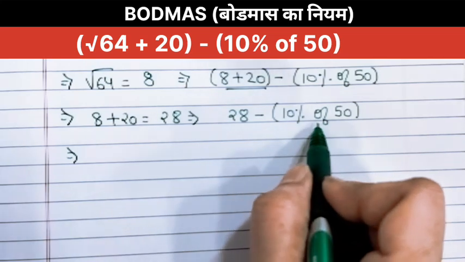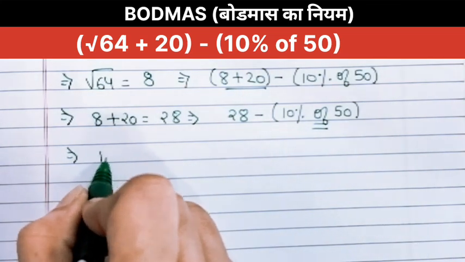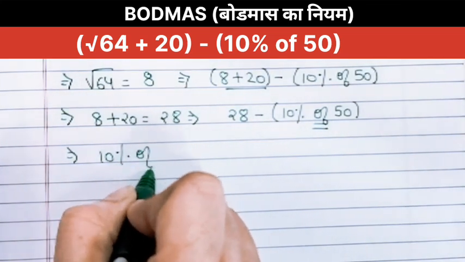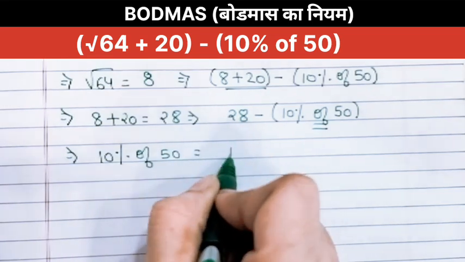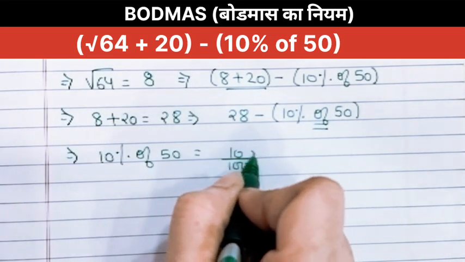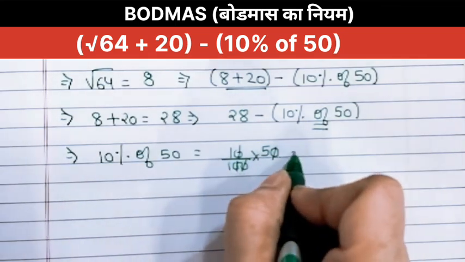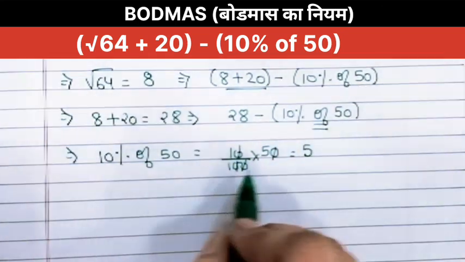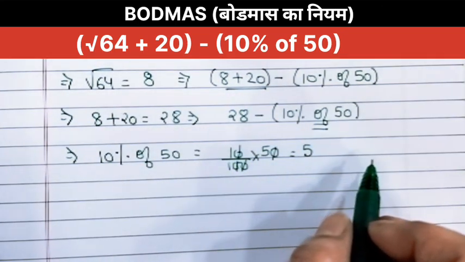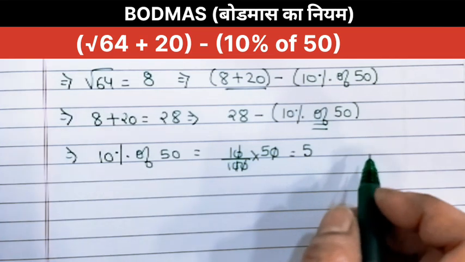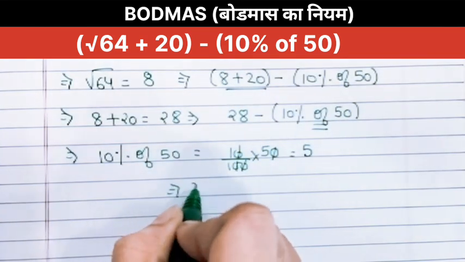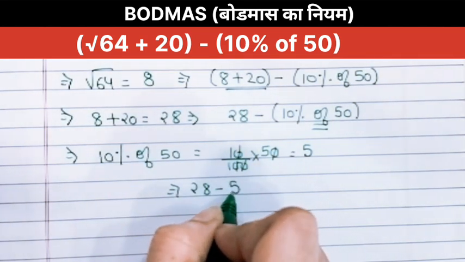Simplify the second bracket. The priority there is "of". Now calculate 10% of 50. So now it becomes 10 upon 100 multiplied by 50. We just cut down the zeros and get the answer as 5. According to this step, we must always solve the second bracket entirely before subtracting. And now the current expression becomes 28 minus 5.